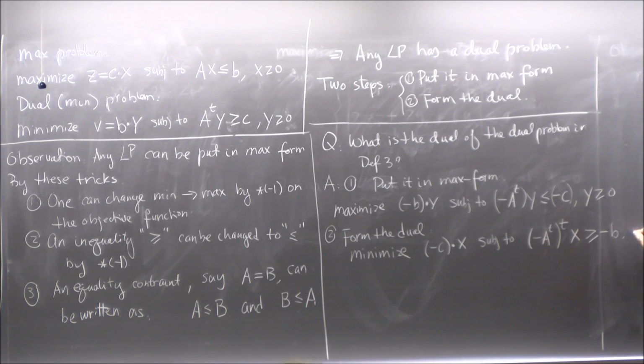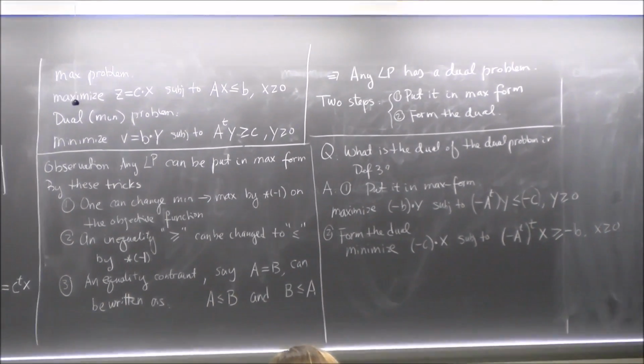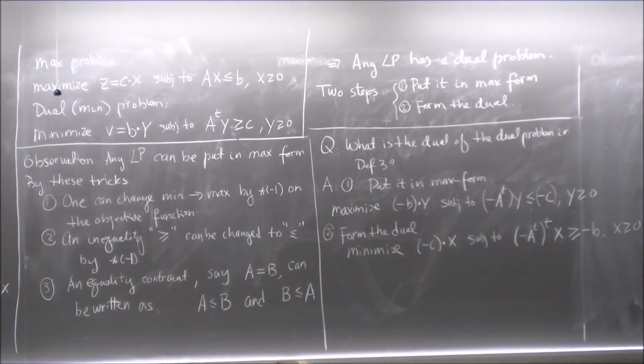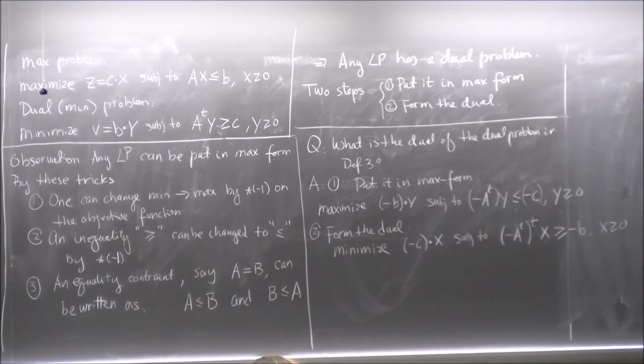Negative b and x bigger than 0. So is it clear how I form the dual? Just follow the definition. Strict. No mistake. All right.